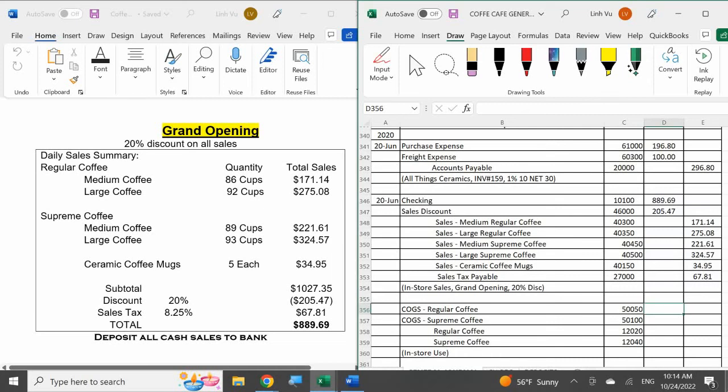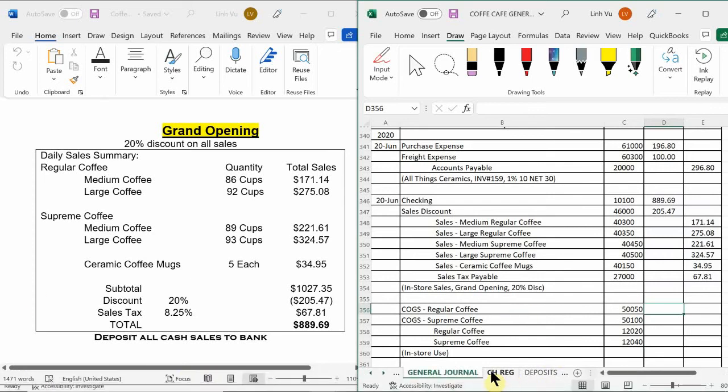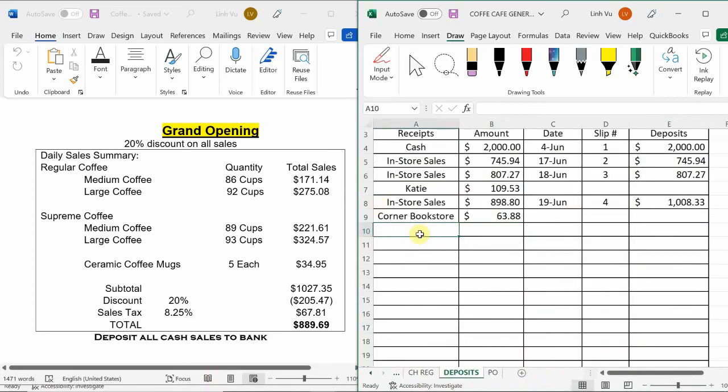So, what are the necessary steps we have to do? Okay, we've got to make the deposit of the sales to the bank. Yes, we do. We need to make that deposit. So, here you go. In-store sales. How much was the in-store sales? $889.69. What's today's date? The 20th. Okay, deposit number 5. So for a grand total of the in-store sales plus Corner Bookstore's receipt or check, how much am I depositing in grand total?